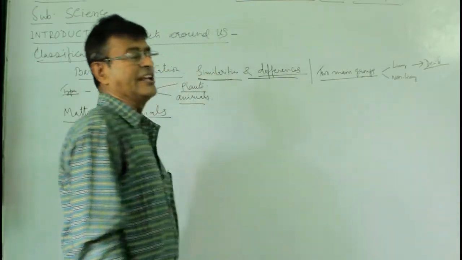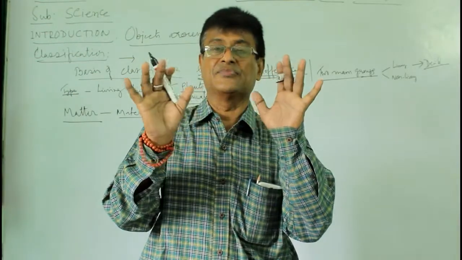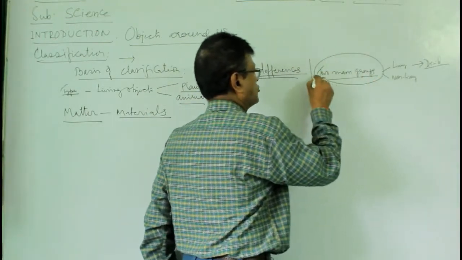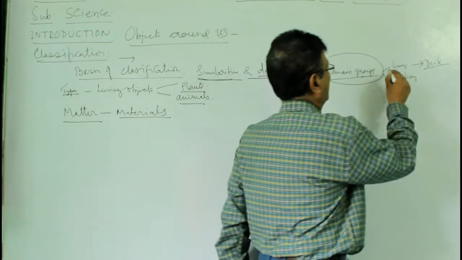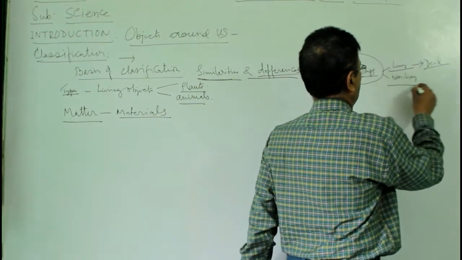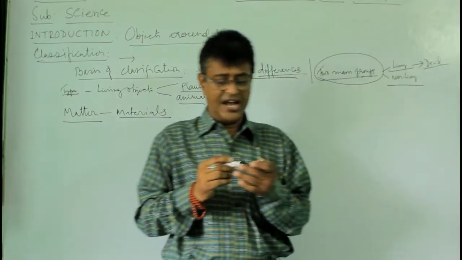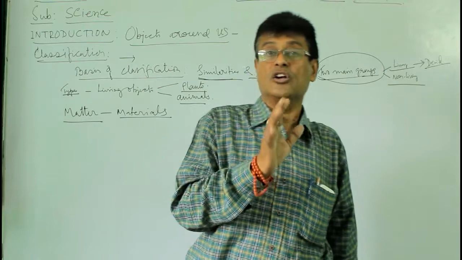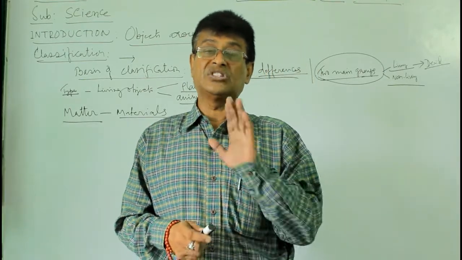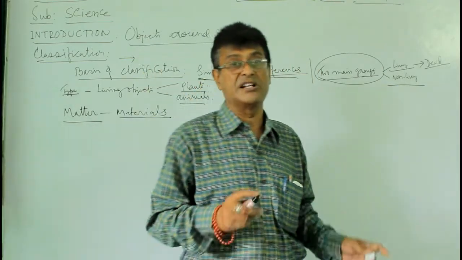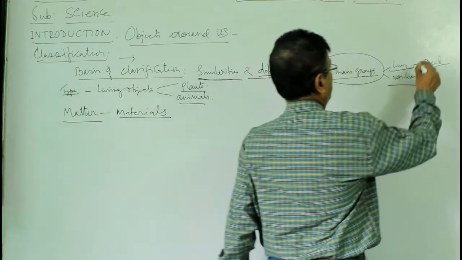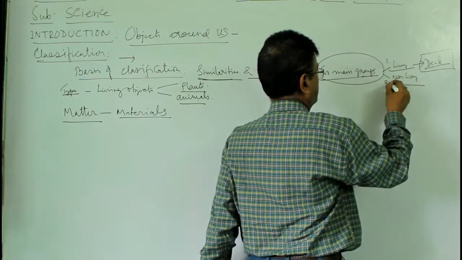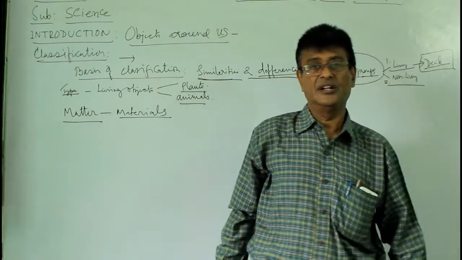Now, actually, the total organisms are being classified into two main groups. One is the living, another is non-living. So, living objects and non-living objects. Now, my dear children, there is a third group also. Though it is not a group, it is a subgroup which is known as the dead object. So, living object, non-living object, and we have a dead object.